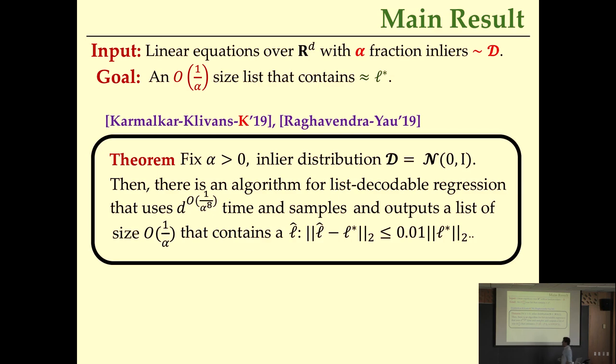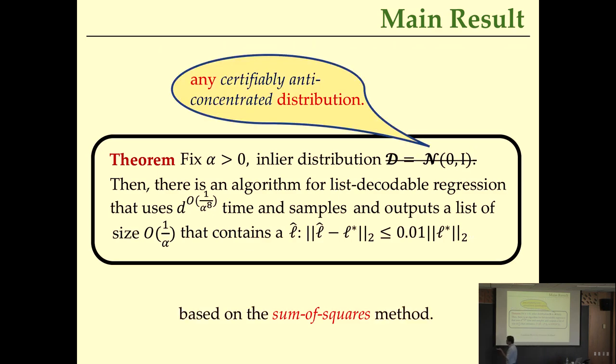Good. So actually, this result works more generally. You don't actually need the standard Gaussian distribution to be the distribution of inliers. It works so long as the distribution satisfies a funky condition called certifiable anti-concentration, okay? Now, anti-concentration may be something that you all have heard about. The certifiable part is maybe somewhat mysterious. Let's keep it mysterious for now, okay? I'll get to it towards the end. Maybe one thing you can remember is that the standard Gaussian is certifiably anti-concentrated. That's good enough for the talk.